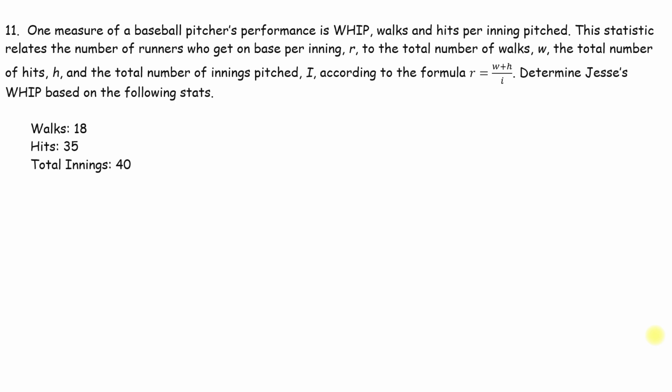Question 11. One measure of a baseball pitcher's performance is WHIP, walks and hits per inning pitched. This statistic relates the number of runners who get on base per inning, R, to the total number of walks, W, the total number of hits, H, and the total number of innings pitched, I, according to the formula R equals W plus H over I.